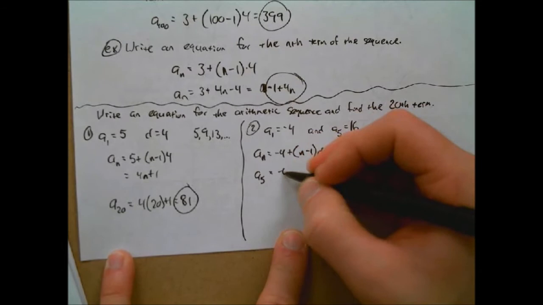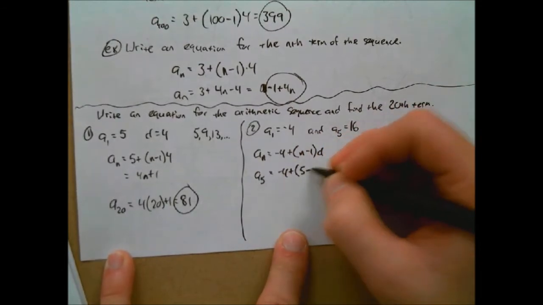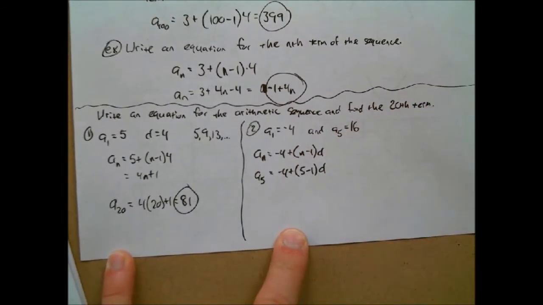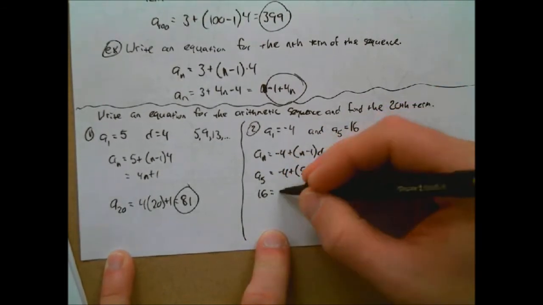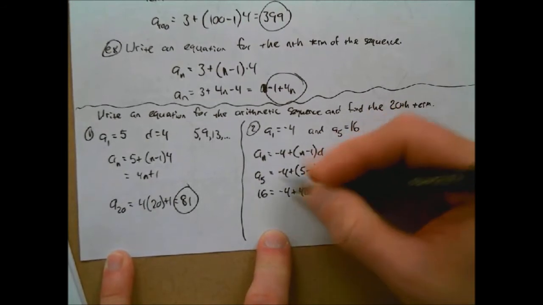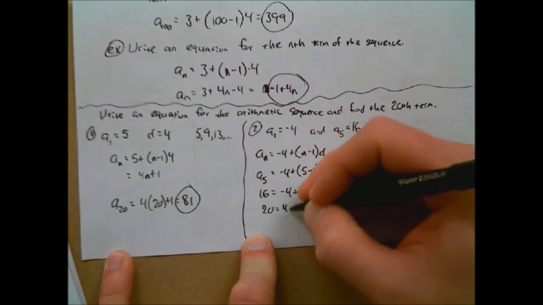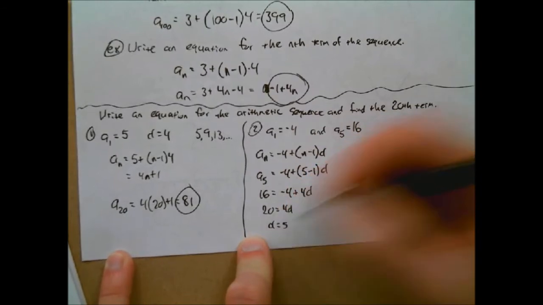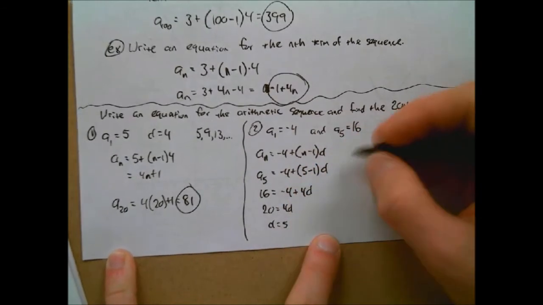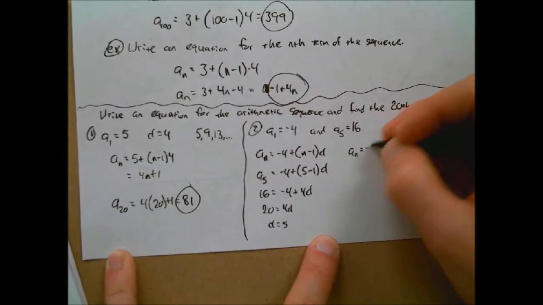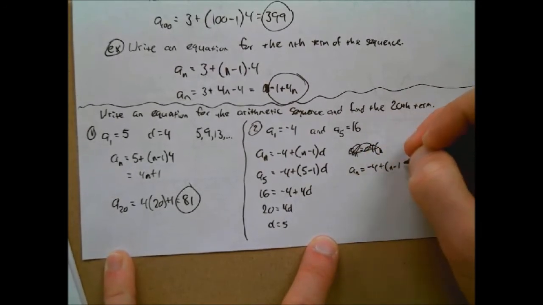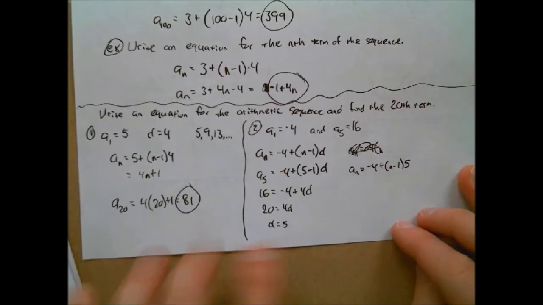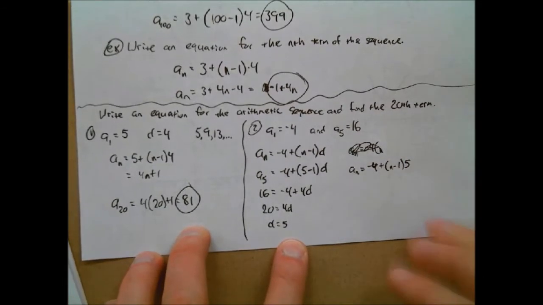So it'll be 5 minus 1 times d there. Oops, I should have put the 16 in for the a sub. So 16 equals negative 4 plus 4d. Add the 4 over, we get 20 equals 4d, and then d equals 5. So finally we got our common difference, and so a sub n equals negative 4 plus n minus 1 times the 5.